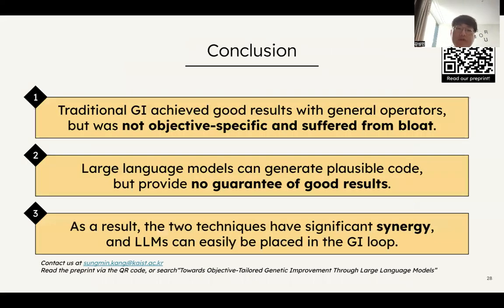To conclude, I argue that traditional genetic improvement achieved good results with general operators, but it was not objective specific, and that the results could suffer from issues like bloat. Meanwhile, large language models can generate plausible code and be objective specific in their edits, but they provide no guarantee of good results. And so as a result, I argue that the two techniques have significant synergy and that large language models can be easily placed in the genetic improvement loop.